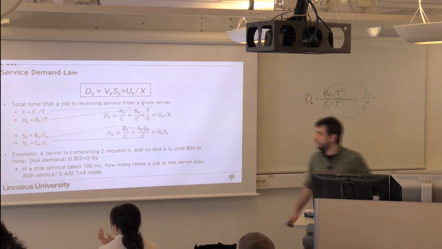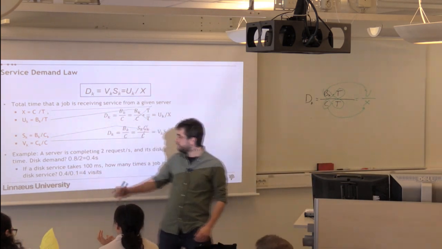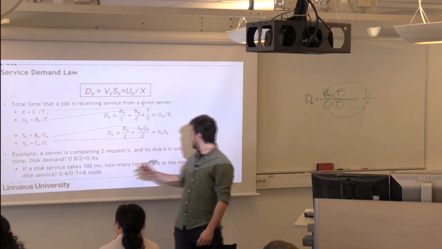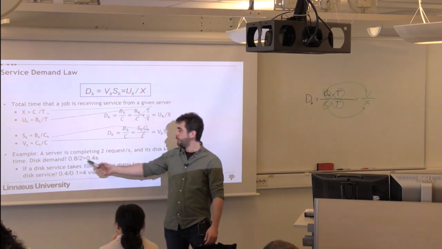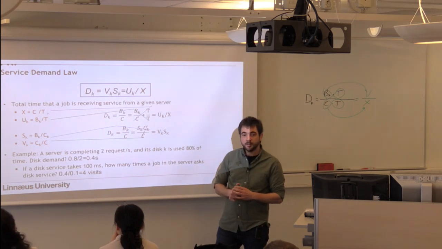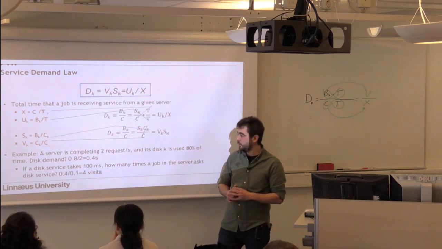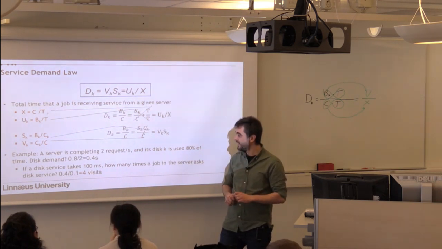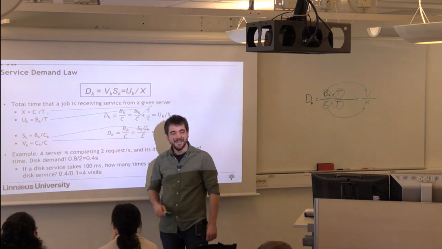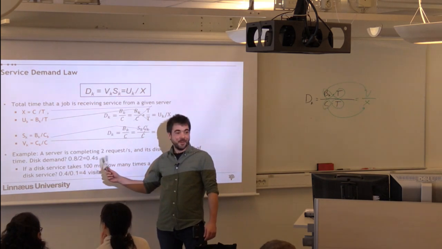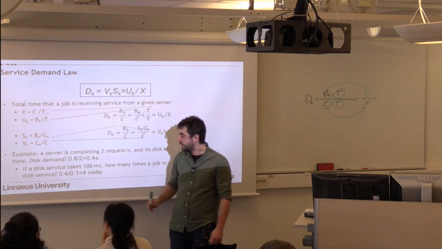So I have both results here. We know the utilization, we know the throughput. Utilization is 80%, the throughput 2. So the demand is 0.4 seconds. You say 40%? Okay, seconds. The demand is in seconds. So each request will use the disk for 0.4 seconds.